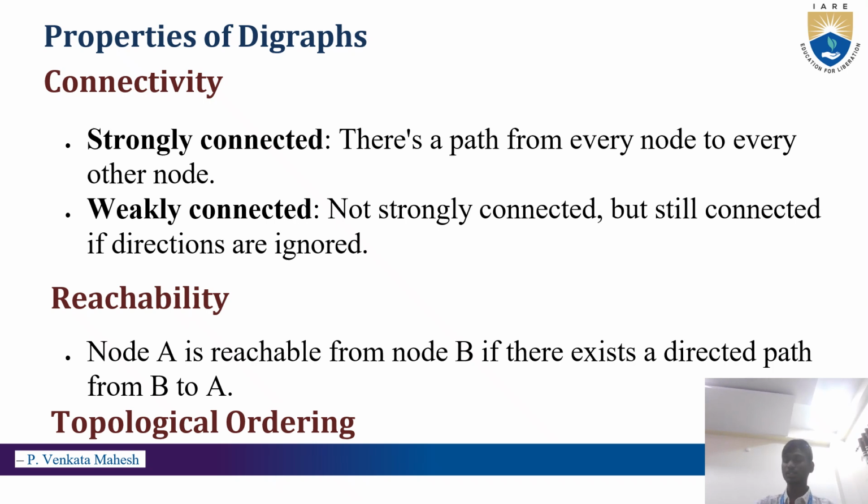Strongly connected means there is a path, there is a connection from every node to every node. Weakly connected means there is no such connection, or there are a few graph points that are not being connected. So we can say disconnected versus connected is the property of digraph. Reachability: node A is able to reach node B if there is a directed path.